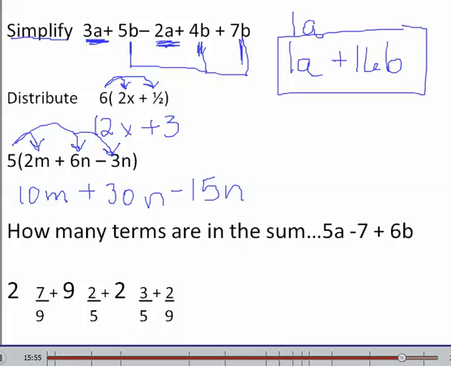How many terms are here? I hope you know there are 1, 2, 3 terms, that negative 7 is the constant term, and that none of these terms are like terms. They don't match.